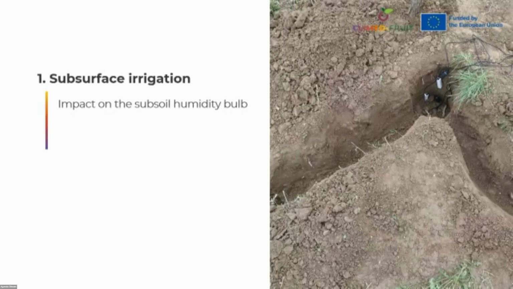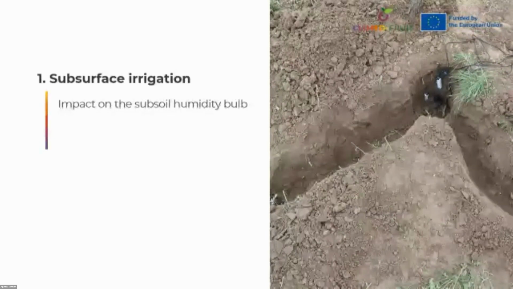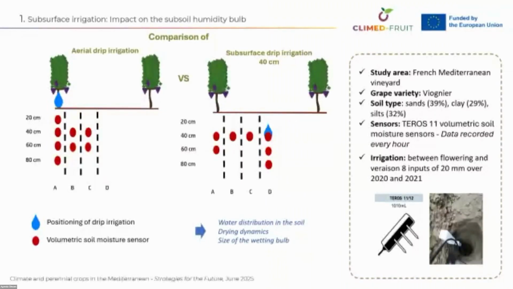So I will first talk about the results about subsurface irrigation, and then I will move on to the results related to fertigation strategies. So first, about subsurface irrigation, we'll see how it can impact the subsoil wetting bulb. The aim of the study was to compare aerial drip irrigation in the vine row to subsurface drip irrigation at 40 centimeter depth. The area was a French Mediterranean vineyard on the Viognier grape variety.